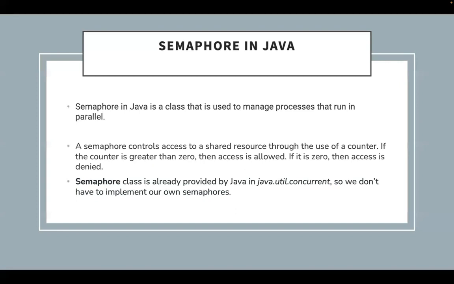If the value of the counter variable is greater than 0, then the access is allowed. If it is 0, then access is denied. The semaphore class is already provided by Java in the java.util.concurrent package. So it's not required to implement semaphore on our own. That is a good thing.